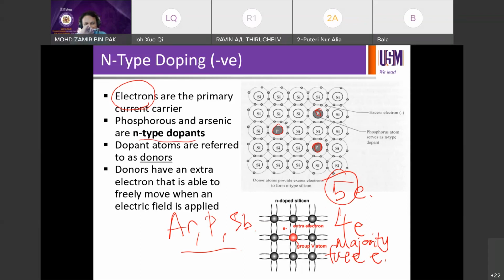N-type dopants are referred to as donors, because they donate an extra electron into the lattice. For the p-type earlier, we call it an acceptor because it lacks one electron, so it readily accepts. But in this case, it has one extra electron, so it donates one electron into the lattice. Donors have an extra electron that is able to move freely in the lattice, forming n-type silicon.